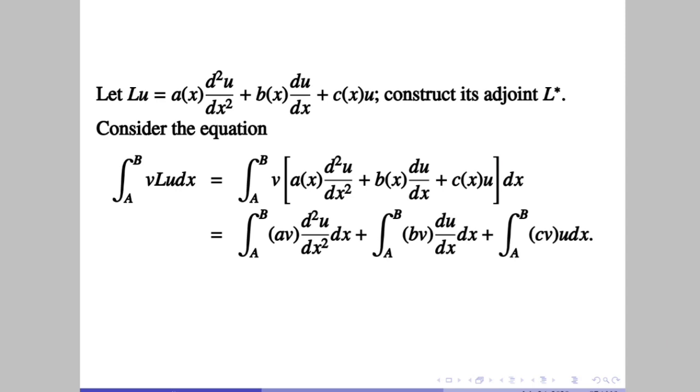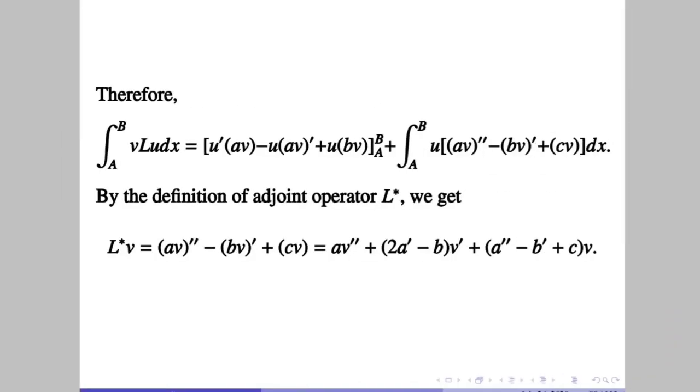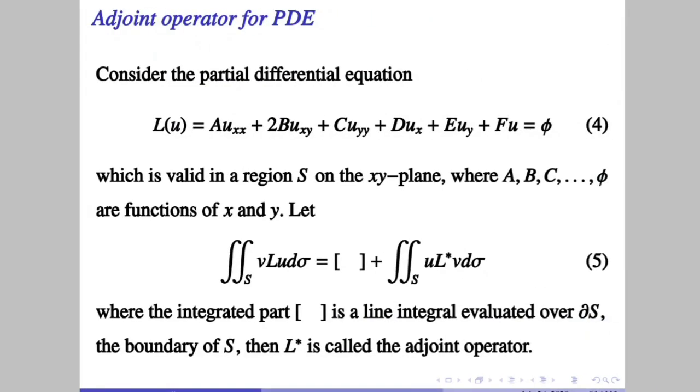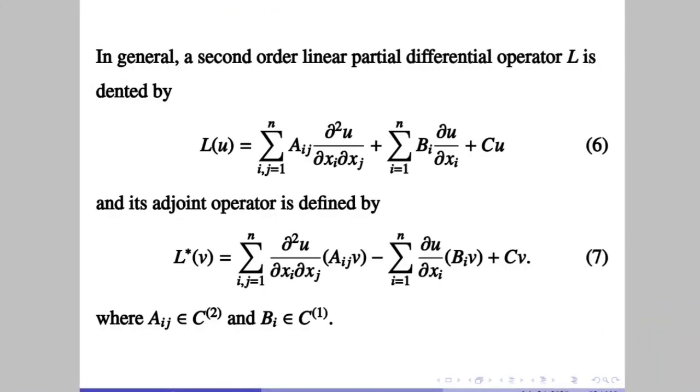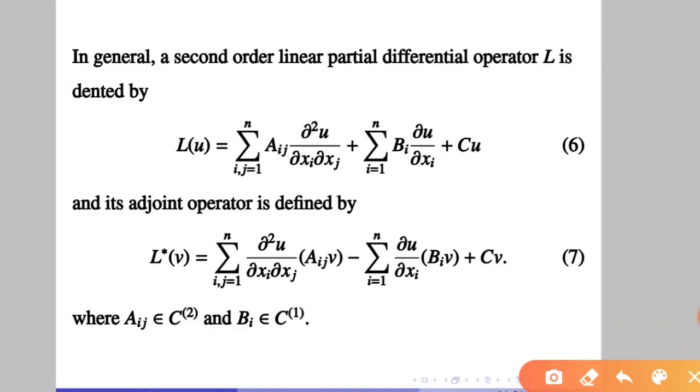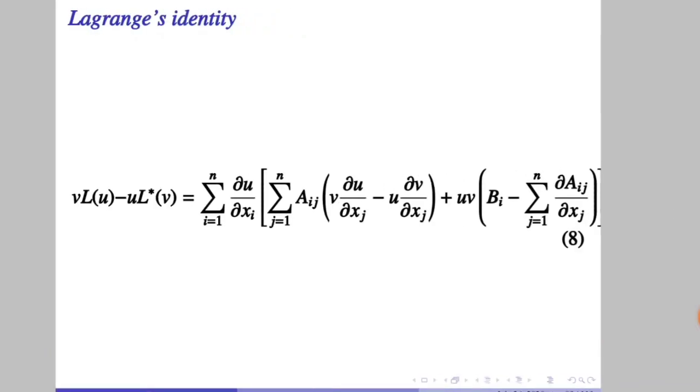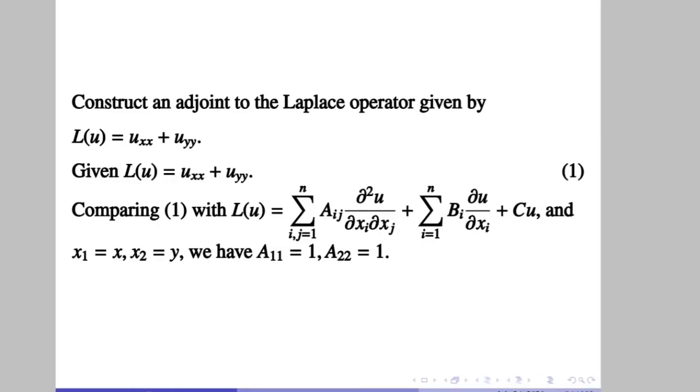So this is for a second order ordinary differential equation. Finally, the adjoint operator is of this form: L star is equal to this. And for the PDE, if you take the second order linear, then the adjoint operator is given in this form, along with the Lagrange identity for the adjoint operators.